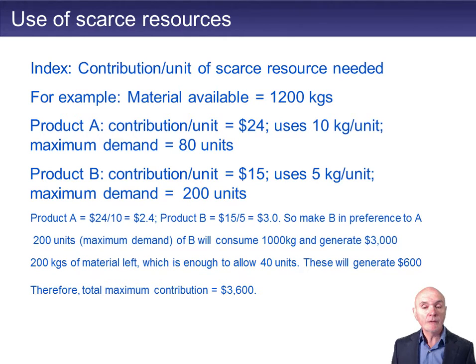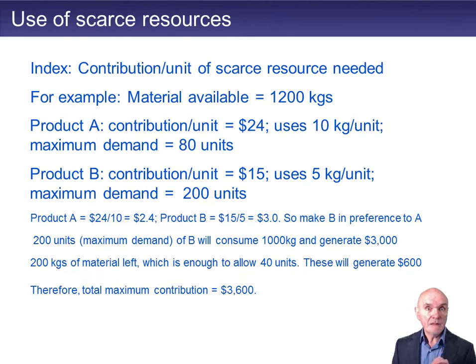If we make all of product B, that's 5 kilograms, 200 units, that's 1000 kilograms. If we make all of product A, that's 80 at 10, that's 800. To make everything of all products is going to take, I beg your pardon, 1800 kilograms. And we only have 1200 kilograms, so we're 600 short. So we have to decide, are we going to preferentially make product A or product B?